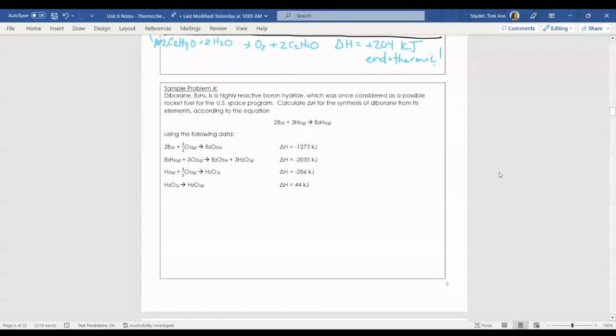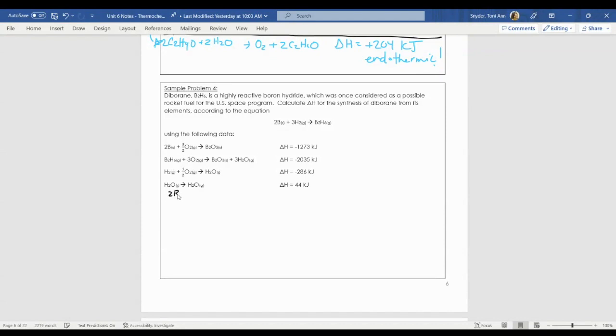Diborane is a highly reactive boron hydride, which is considered a rocket fuel. We want to know what the delta H is for this reaction right here, and I'm given 4 possible reactions, so yikes, okay? I like to try to identify something that's pretty easily recognizable. I have my 2 borons here, and I actually have 2 borons in this first equation, so I'm going to use this one.